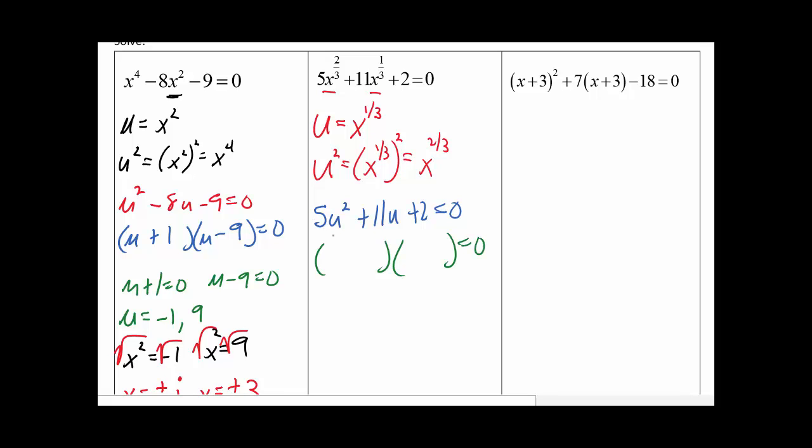Okay, so 5u squared, well, that's got to be 5u and u. And there's got to be a 2, it's got to be 2 and 1. And since I want an 11, then I want to make sure that I multiply the 5 and the 2 together. So we'll do that. And everything is plus. And so then I want to solve for u.